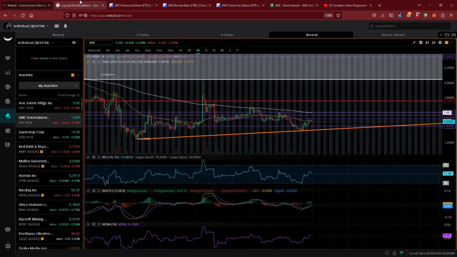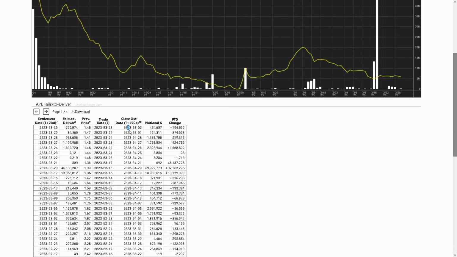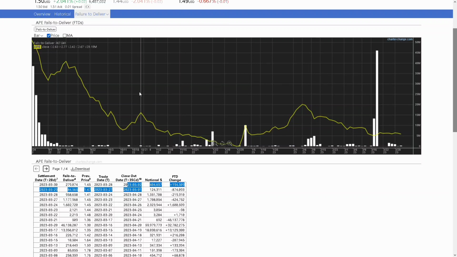Let's go ahead and check out the fundamental data and see what we're looking at. So APE has a crazy amount of FTDs. As you guys can see, the FTDs are due because T plus 35 closeout dates. They will be due here in the beginning of May, so that could give us bullish momentum and upside. And there's a crazy 45 million FTDs, absolutely insane number. And if these FTDs have to come home to roost in T plus 35, that could provide bullish momentum to the upside.